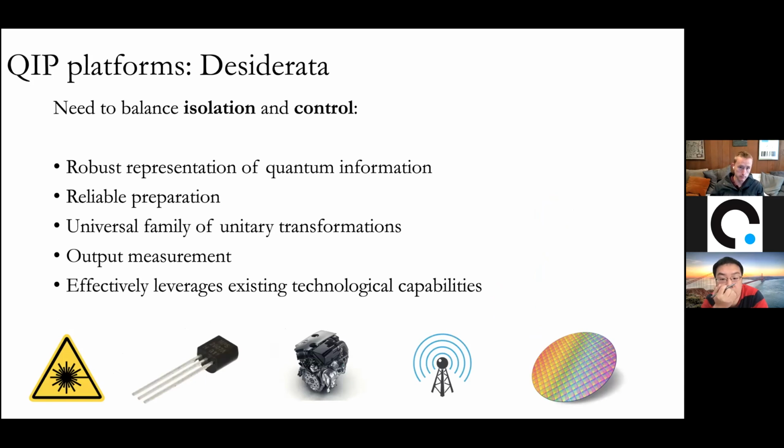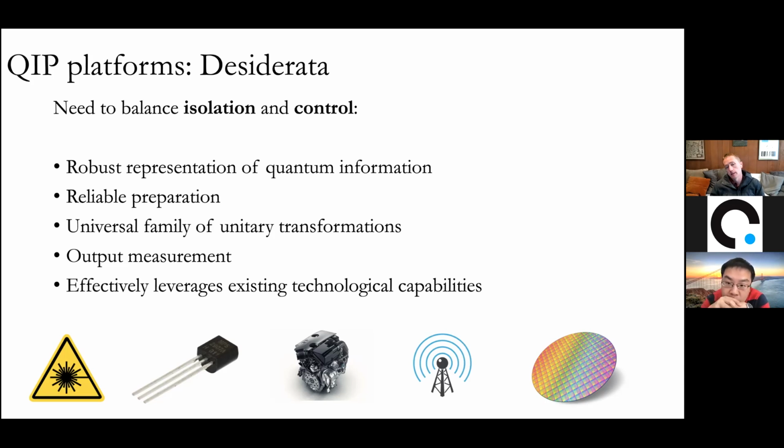DiVincenzo was one of the first to make lists of things that you want in a reasonable quantum information processing platform to try to address these hard problems that I talked about in the first slide. And here's my list, which is largely adapted from DiVincenzo's, with one addition, of the things that you would want in a quantum information processing platform. You want it to have a robust representation of quantum information, maybe a spin-1/2 system or something. And the word robust there corresponds to the need for isolation. It's robust if it's not coupling to the rest of the universe and decohering. You want to be able to reliably prepare it, transform it according to various gates, and then measure the output. And that corresponds to the control aspect of what we want.